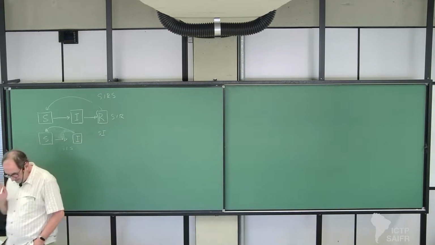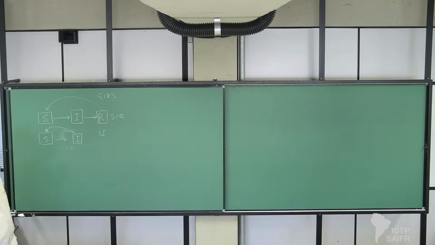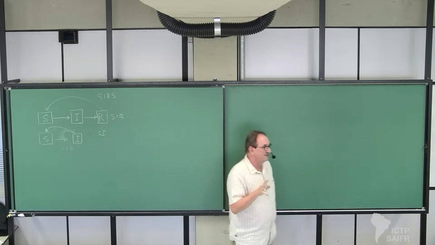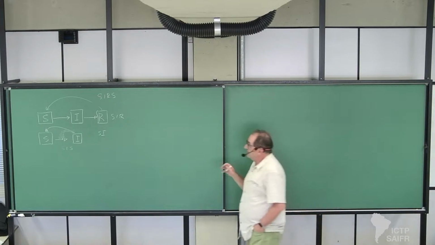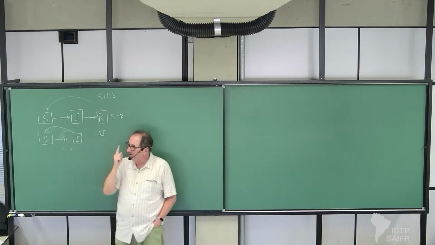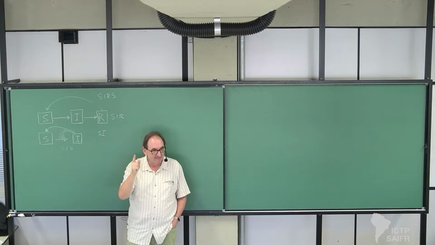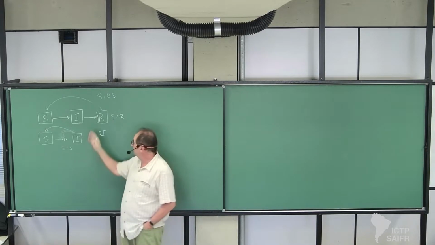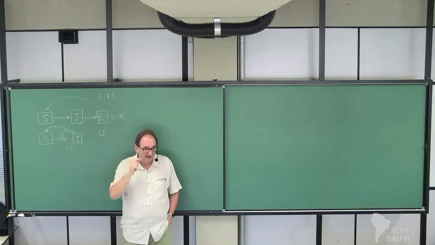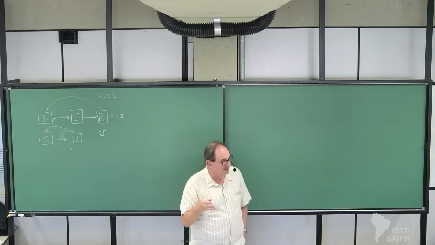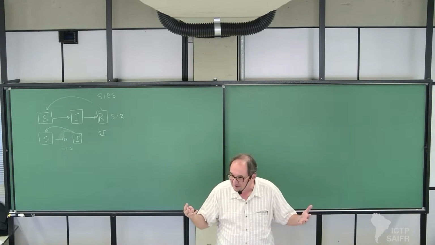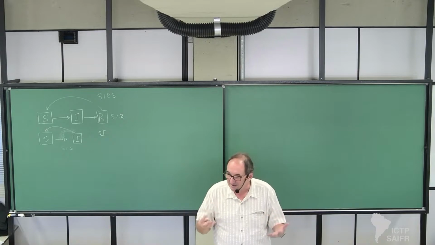Now let's have a precise interpretation of what this means. S is the number of susceptibles. I is the number of people that are infected at a certain point of time. And R is the number of recovered. So now think you have data, like with COVID or something.